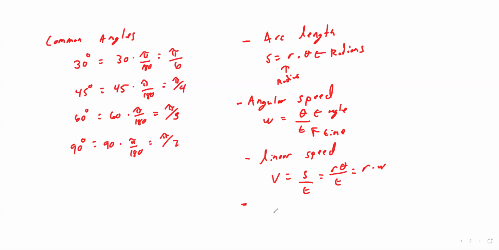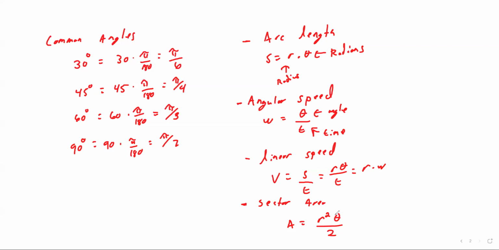The last one we'll be looking at is a sector area, which is basically not the area of the entire circle, but an area of a part of the circle, like taking a slice of pie or something. It is written as A equals R squared theta divided by 2.